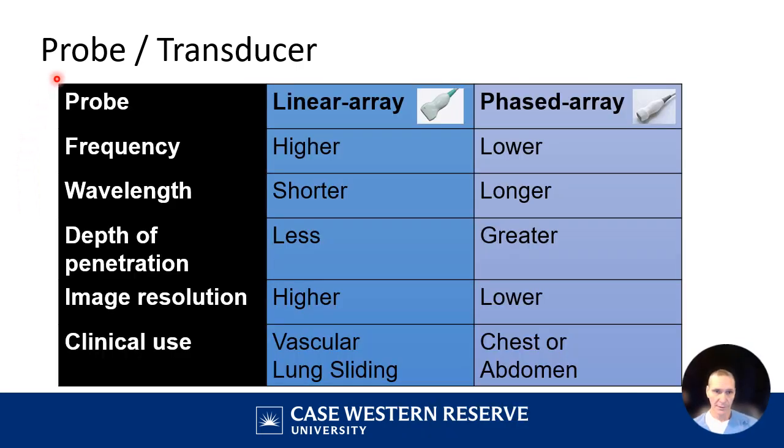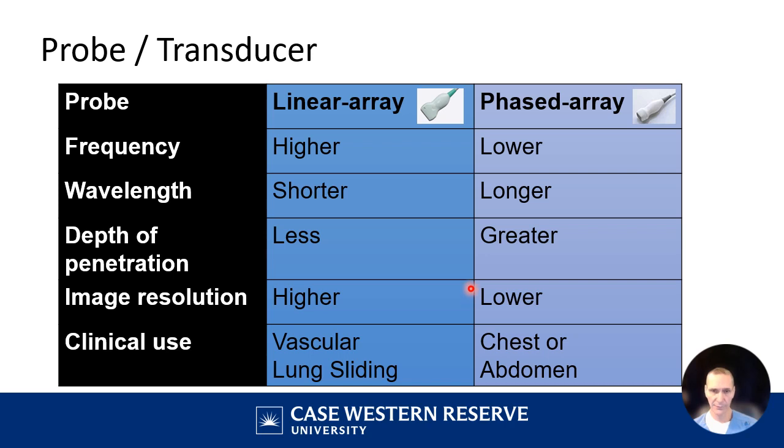So to summarize, and again, everybody's preference is different. My preference is if I were to just use two probes, it would be the linear and phased array. The linear probe operates at a higher frequency, the phased array a lower. The wavelength is less important, but shorter wavelength with the linear, a longer wavelength with the phased array. The linear probe will have less penetration. The phased array and the convex will have greater penetration into the body.